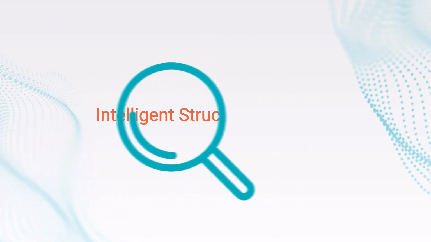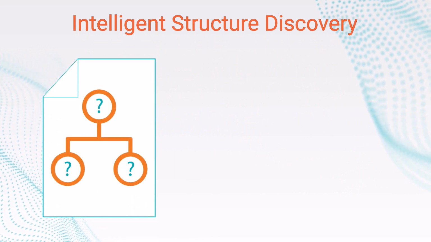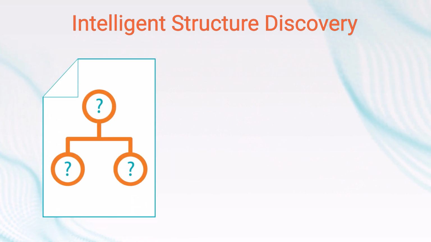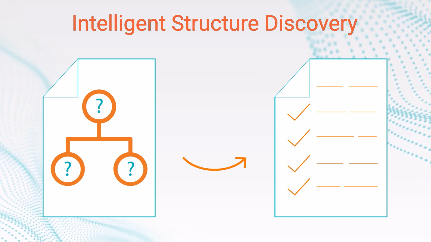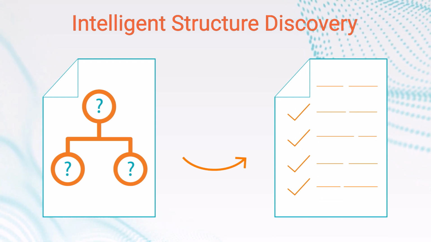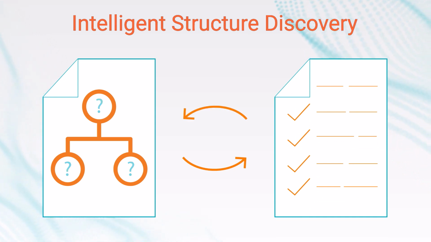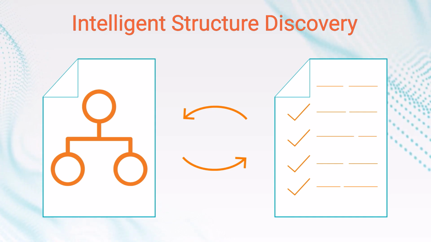INFACore uses intelligent structure discovery to identify the structure of input data and parses the data by referring to a sample file or to a schema file. From the sample file you provide, INFACore discovers the schema and uses it to parse the input data.